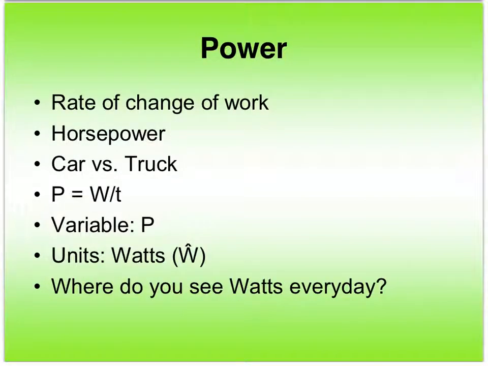Now power is the rate at which work is done. We hear this commonly as horsepower. My car has a certain amount of horsepower, a truck has a certain amount of horsepower. Power is the amount of work that you can do in a time interval. It's how much force you apply, the distance you travel, and the time it takes. Power is a capital P, and it's work over time. That would be joules per second, which is also called watts.